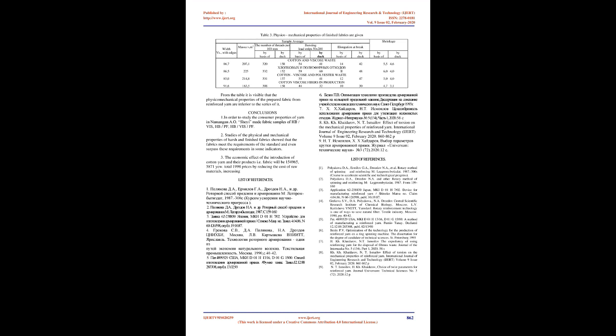From the table it is visible that the physico-mechanical properties of the prepared fabric from reinforced yarn are inferior to the serial one. Conclusions. 1. In order to study the consumer properties of yarn, fabric samples of HB/Vis, HB/PF, HB/Vis/PF were made. 2. Studies of the physical and mechanical properties of harsh and finished fabrics showed that the fabrics meet the requirements of the standard and even surpass these requirements in some indicators.